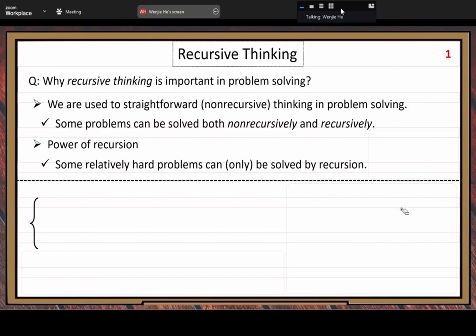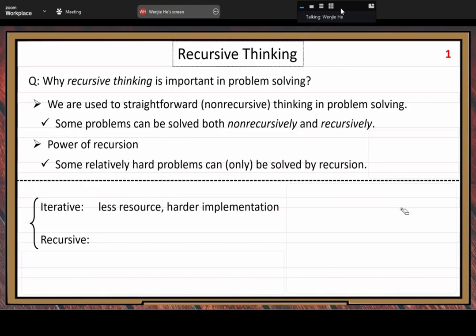All right. Now let me compare these two methods. The first method, iterative. Second, recursive. Advantages, disadvantages. When you solve a problem, you can choose. In some situations, you need to choose the iterative way. In some situations, you need to choose the recursive way.